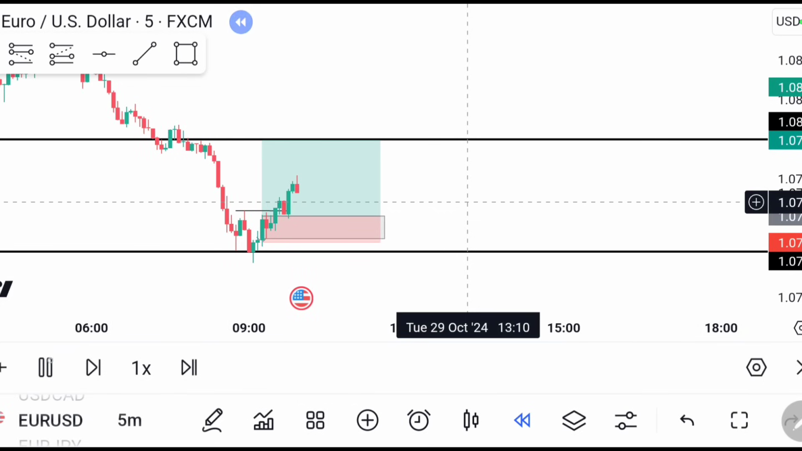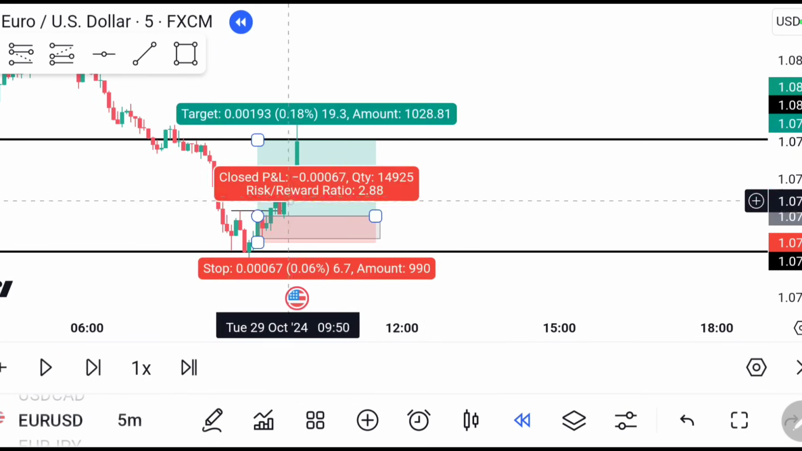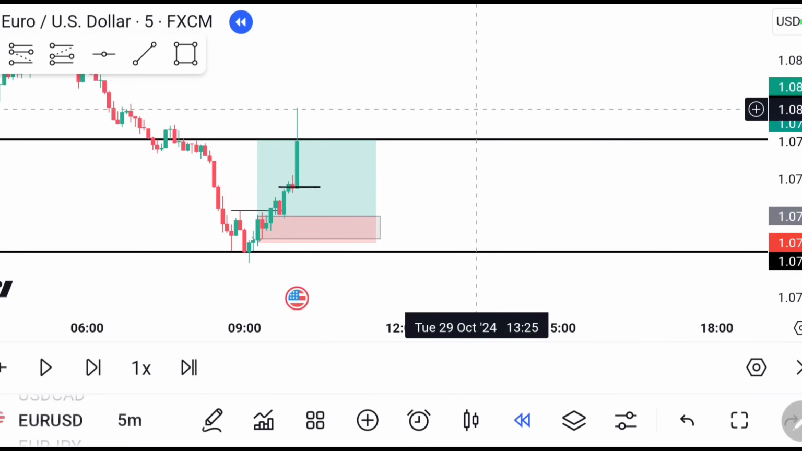Good. So you can see there, we get our entry here, and our first take profit was just at the midpoint of the candle range, and the final take profit was at the candle range high. Okay, so you can see how that played out so perfectly. Mitigation was right there into the order block.